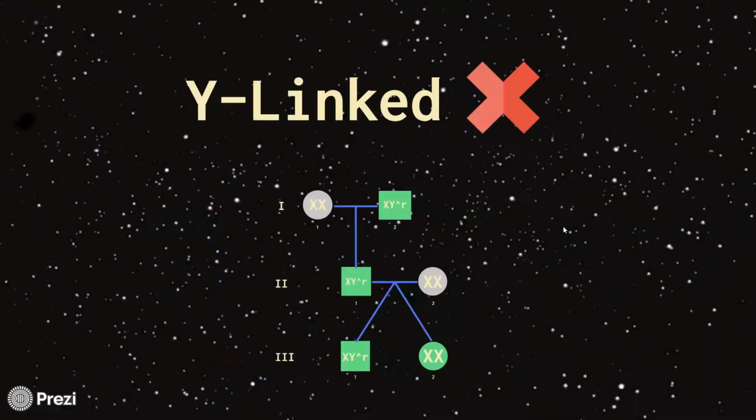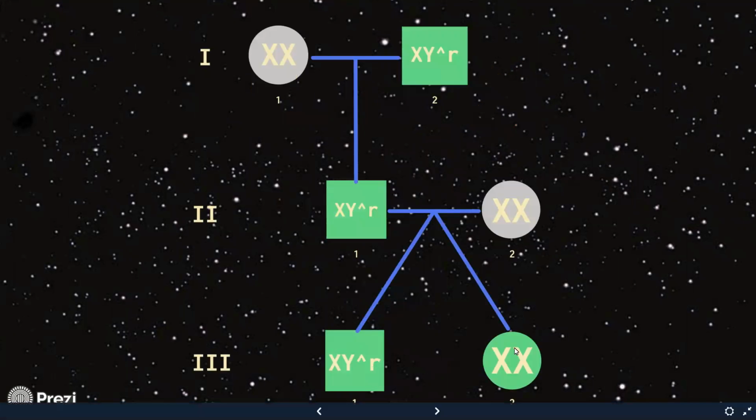The last sex-linked mode of inheritance available is Y-linked. This is when a trait is passed down on the Y chromosome. This is not possible because in the third generation, we have a female with the trait, which would not be possible because you have to have a Y chromosome to have the trait.